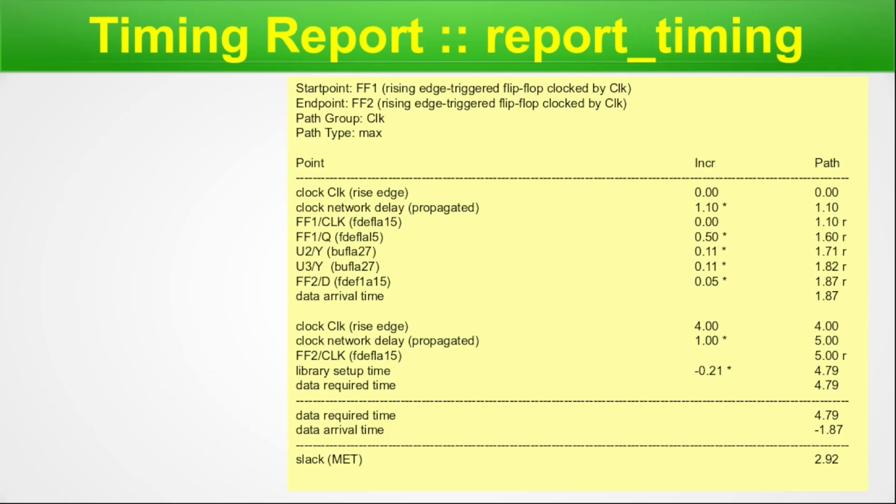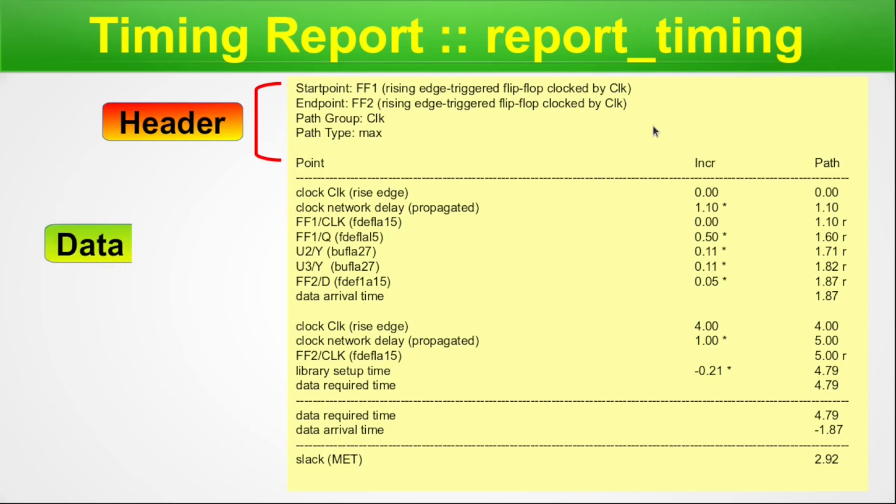This is a common structure, and here you can see there are different sections. Let me tell you the sections one by one. This is the header section. Here is my mouse pointer. You can see the start point is FF1 and the end point is FF2. Path group is clock and path type is max. I'll come to what this max analysis is later on. So this is the header section.